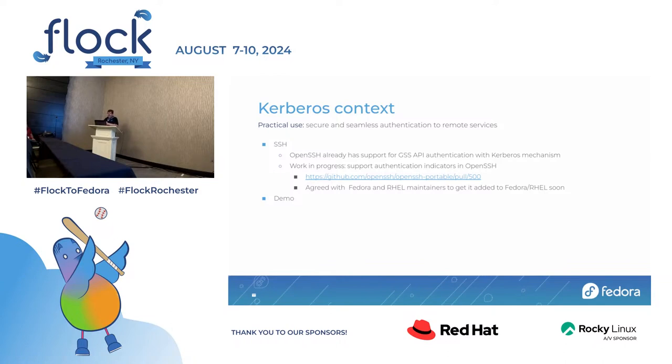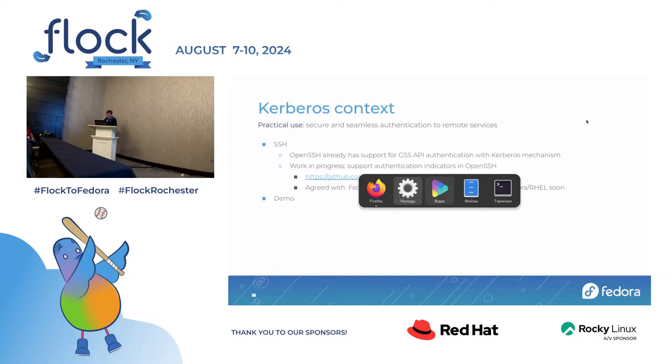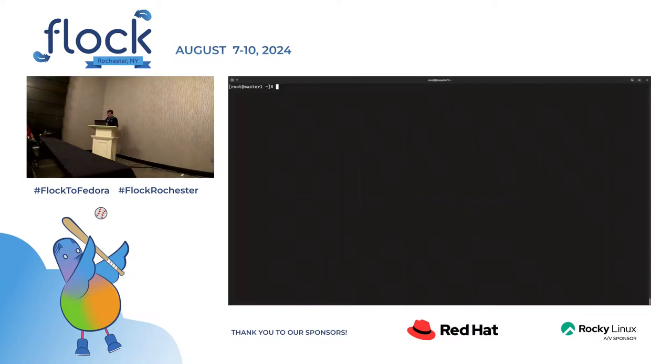So recently I made support for authentication indicators in OpenSSH. It's not merged upstream. There is still discussion about it. Technically, they seem to accept, but there's a lack of knowledge about GSS API in the OpenSSH upstream team. So we kind of try to negotiate on reviews, involving people who actually know this stuff. But Fedora and RHEL maintainers, they will merge this. We already did review with them also in the upstream. And I'm going to give a small demo of this, which I made for the OpenSSH upstream.